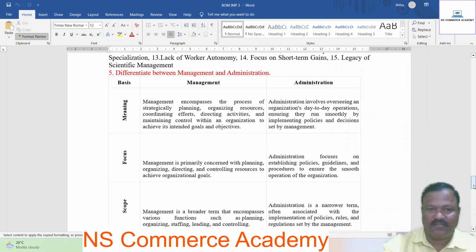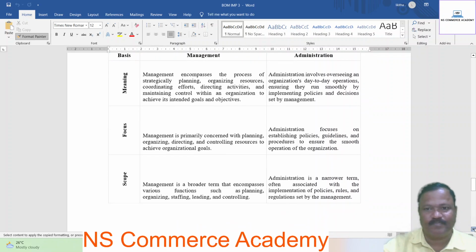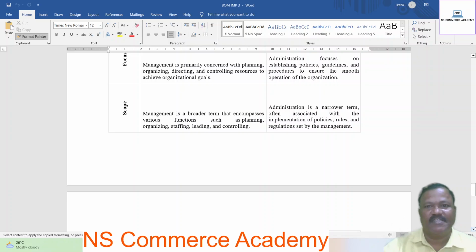Second difference, focus. Management is primarily concerned with planning, organizing, directing, and controlling resources to achieve organizational goals, whereas administration focuses on establishing policies, guidelines, and procedures to ensure the smooth operation of the organization. Scope. Management is a broader term that encompasses various functions such as planning, organizing, staffing, leading, and controlling. Administration is a narrow term, often associated with the implementation of policies, rules, and regulations set by management.